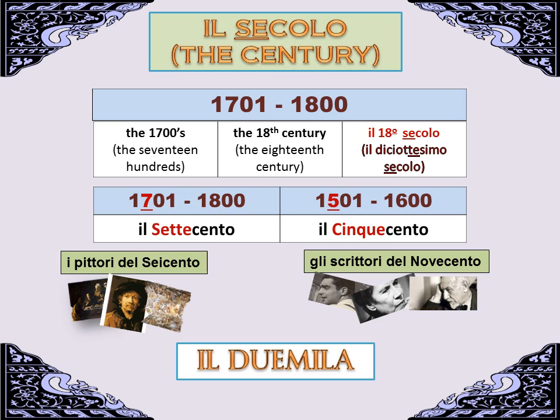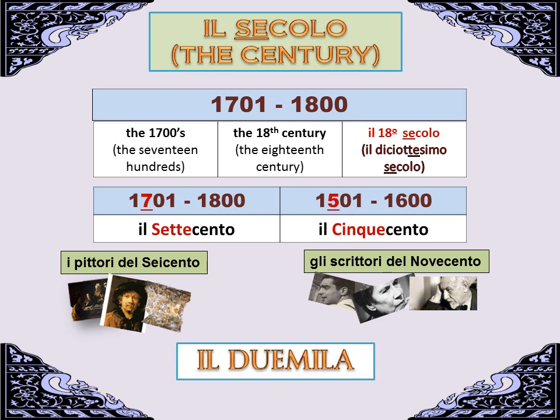Il secolo, the century. English speakers can refer to centuries in two ways. We can say, for example, the 1700s, or we can denote the century with an ordinal number, the 18th century. Italians will also use the ordinal number, il XVIII secolo. However, when there is a number other than 1 or 0 in the hundredths decimal place, for centuries in the second millennium, Italians will often refer to them with a 3-digit number. For example, Italians will call the century between the years 1701 and 1800 il Settecento, literally the 700. The century between the years 1501 and 1600 will be called il Cinquecento, and so on.